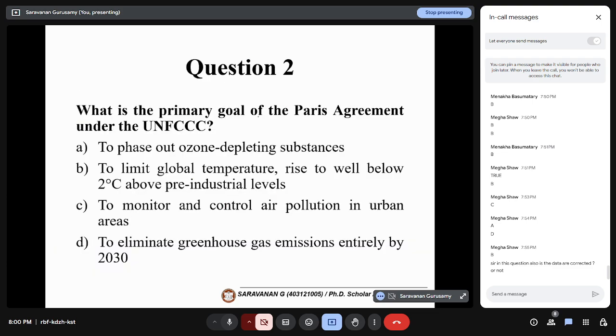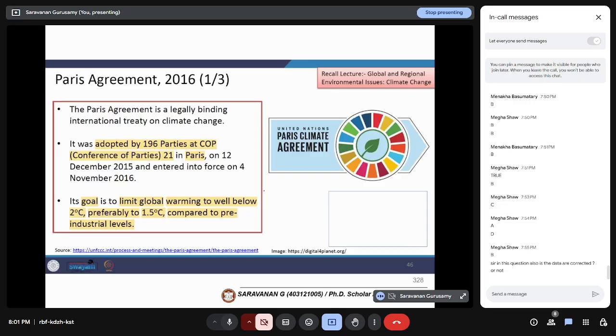The primary goal of the Paris Agreement, which we have just discussed: the Paris Agreement relates to climate change. Climate change is due to global warming. So the goal is to limit the global temperature rise to well below 2 degrees above the pre-industrial level. That is the primary goal of the Paris Agreement. Reduce the temperature, preferably to 1.5 degrees.